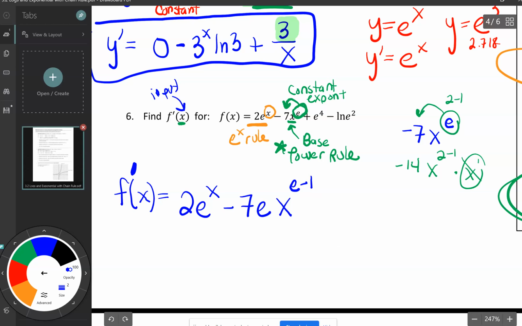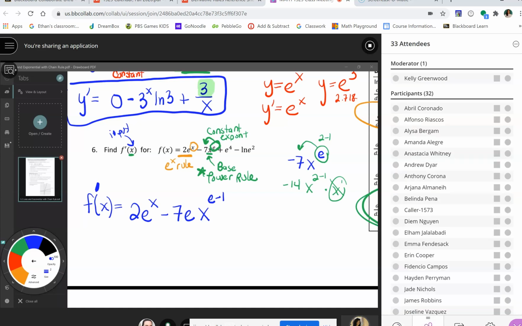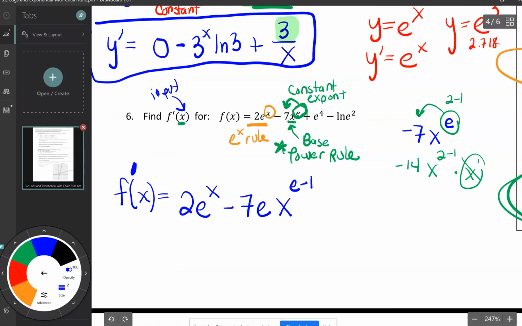So how do you feel about the fact that we needed the power rule for that second term? Are there any questions why I used the power rule there? You've got to slow your brain down and read the notation. Okay, and then e to the fourth, is there any exponent in there? Nope, that's a constant. If it's a constant, the derivative of that would be 0.